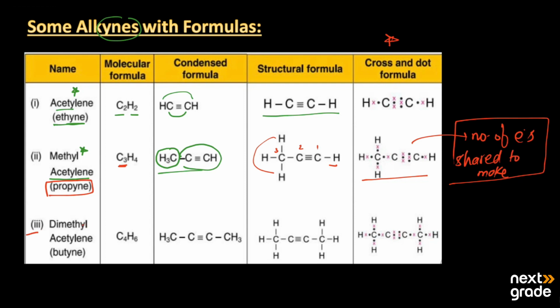Third, we have dimethylacetylene, in which two methyl groups are attached on the sides, named dimethyl, and the two carbon atoms having a triple bond are named acetylene. And the IUPAC name is butyne. Its molecular formula is C4H6, and its structural formula has two carbon atoms with a triple bond and the two methyl groups attached to them. This is its electron dot and cross structure formula. So this was a simple overview of the alkynes, and how this class has been divided.